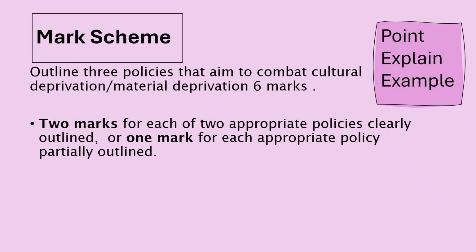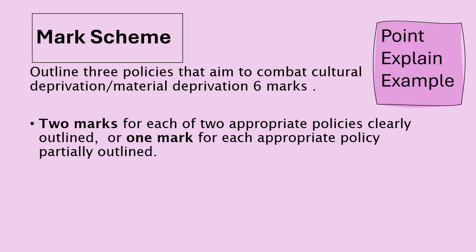6 out of 6. So a 6 marker comes up in paper 1 on education, but also on paper 3 with crime. So the question I've come up with is an education-based question. So it's outline 3 policies that aim to combat cultural deprivation and or material deprivation. In order to understand how to write it, we do need to look at the mark scheme. So the marks are going to come from 2 marks for each appropriate policy that is clearly outlined, or 1 mark if each policy is partially outlined.